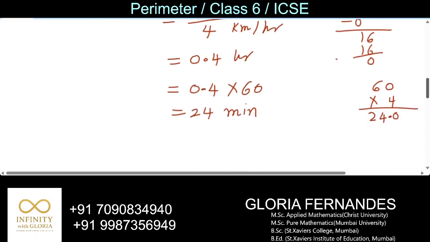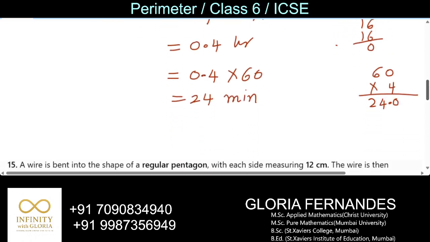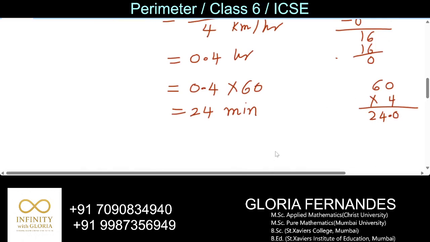Okay, now 0.4 hours, if you want to convert that into minutes, we multiply that by 60. So when you multiply by 60, as you multiply, you immediately write the unit there itself. So it is minute, it became minute. So it is going to be 24 minutes.